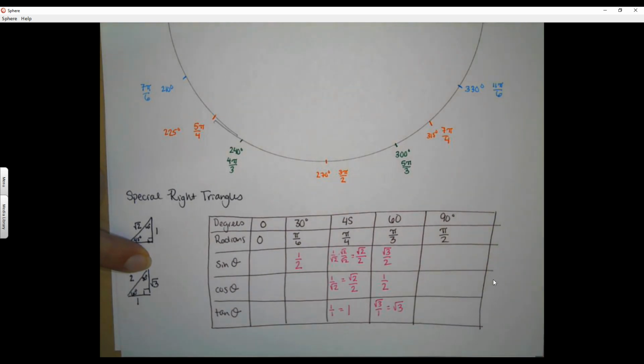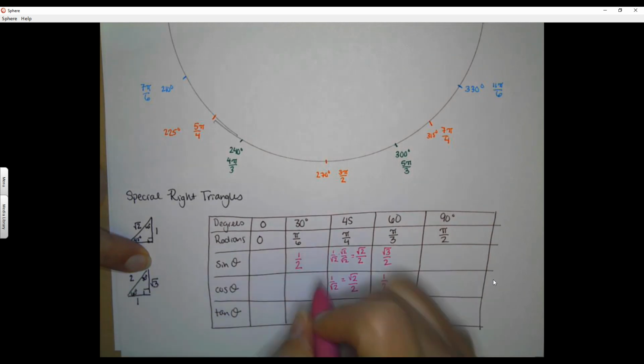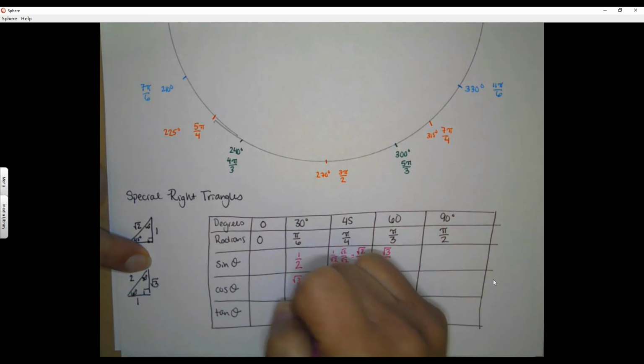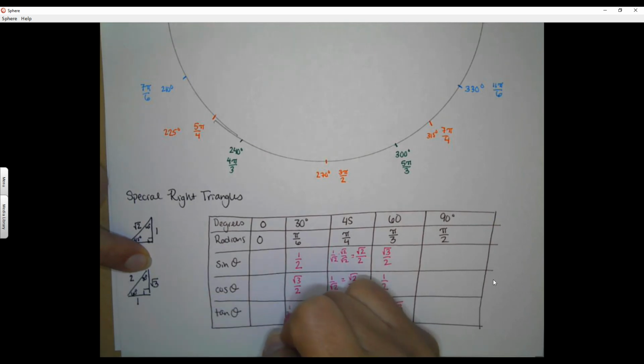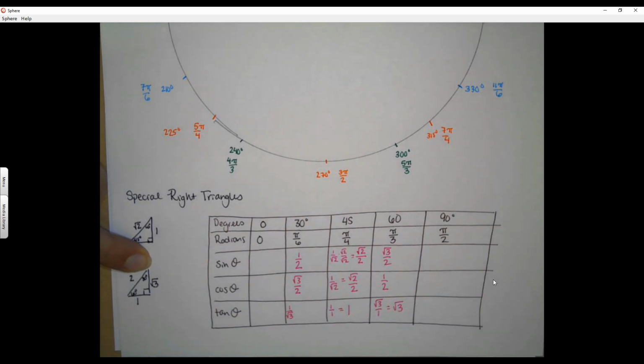Cosine is adjacent over hypotenuse. So our adjacent side to the 30 degree angle is square root 3 over our hypotenuse of 2. And tangent is opposite over adjacent. So our opposite side is 1 over our adjacent side, which is square root 3. Ooh, we've got a radical in the denominator, so we've got to fix that. We've got to rationalize it.